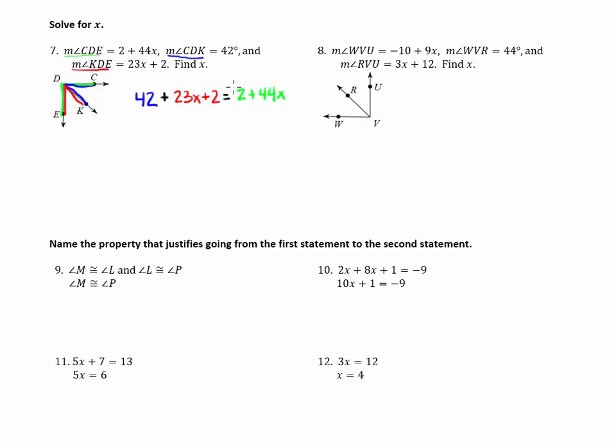And now we'll just solve. On the left here, we can do a little bit of combining. 42 plus 2 is 44. So we're going to have 23x plus 44. On the right side, I can't do anything. This doesn't have an x, this does, so I can't combine those together.